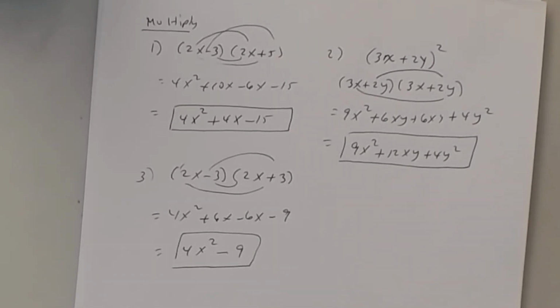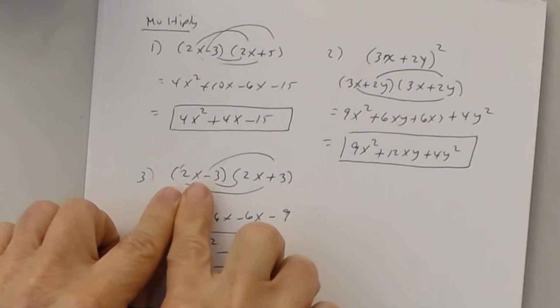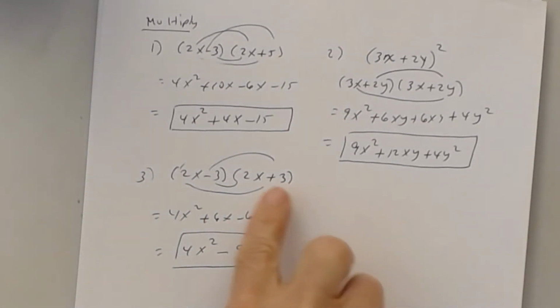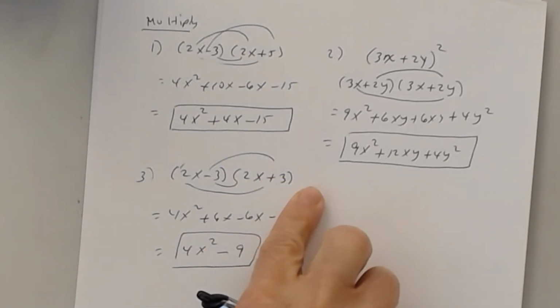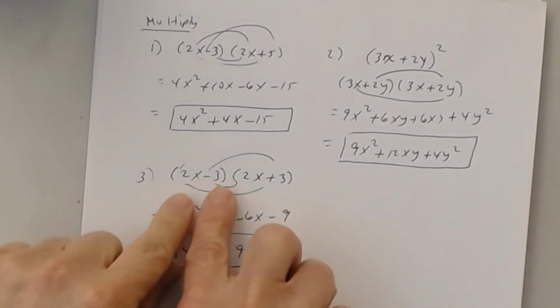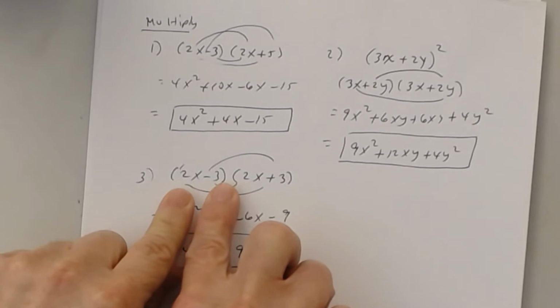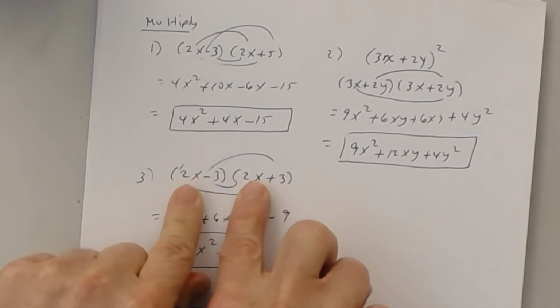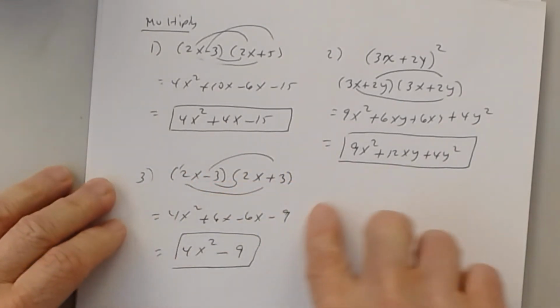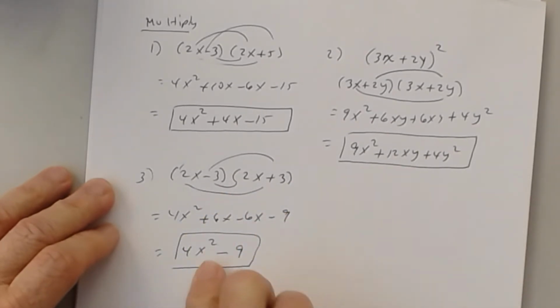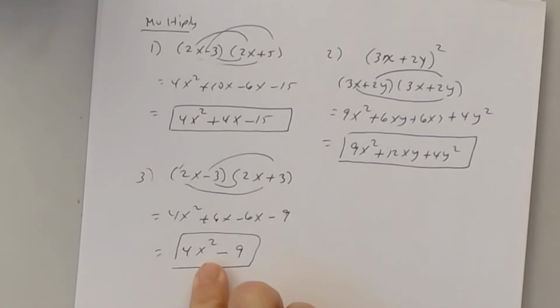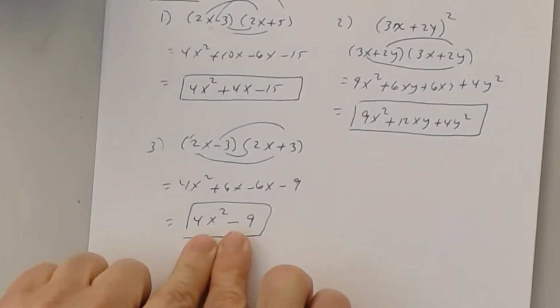If you look at your binomials, all the terms are in the same order. 2x, 3, 2x, 3, right? What's the only difference? The signs. So whenever the first and last terms are identical except for the signs, then when you FOIL it out, the outer and the inner will always cancel out, and you're left with how many terms? 2.